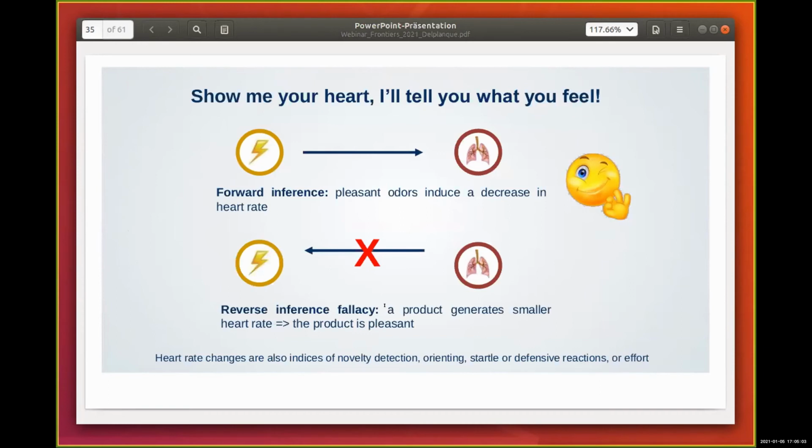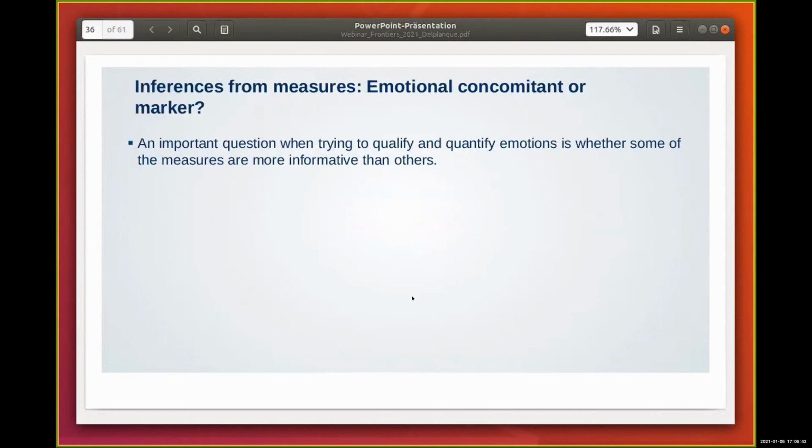But now, what is the reverse inference fallacy? It is to say that a product that generates a smaller heart rate, for instance, is automatically deduced to be pleasant. That is the case of reverse inference fallacy. Why? Because heart rate changes are also the result of many different processes, not only pleasantness, but novelty detection, attention orienting, startle or defensive reaction, or even effort. So the change in heart rate is not specific to pleasantness.